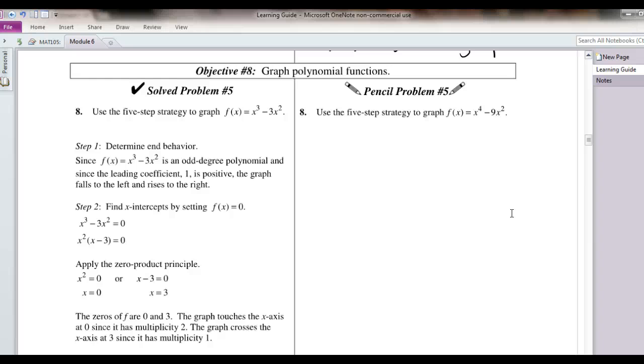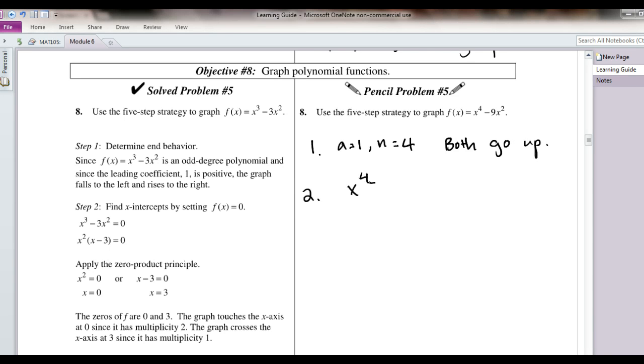So they talk about the 5-step strategy. That's just everything we've learned so far. We look at factoring first. Well, they determine end behavior, which we could do in either order. If we want to do end behavior first, notice a equals 1, n equals 4, so we know that both sides go up, or both sides rise.